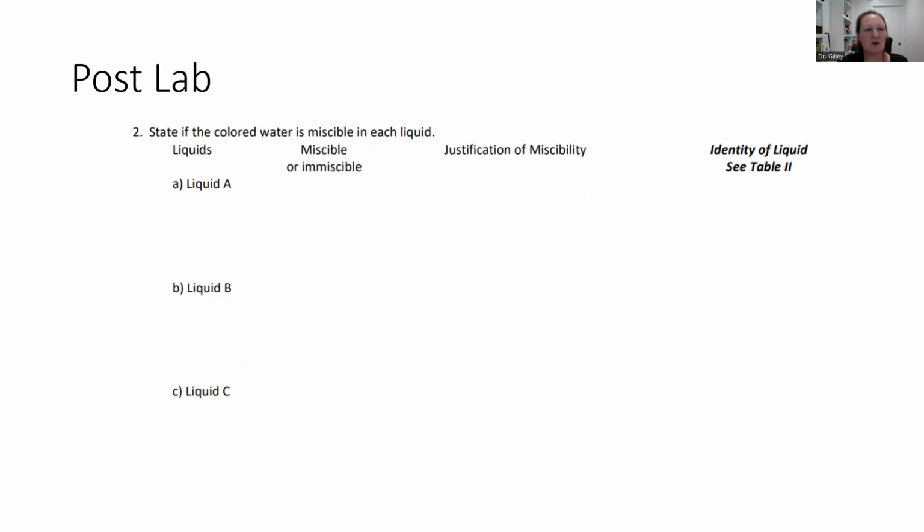It also asks you to talk about the miscibility of the colored water in each liquid. So we did that in the separate vials. Were those miscible with the colored water or not? What is your observation to justify that? And then after that, look at that data table listing the different densities and see if you can identify the liquid. That should be based on density as well as whether or not it was miscible with water.